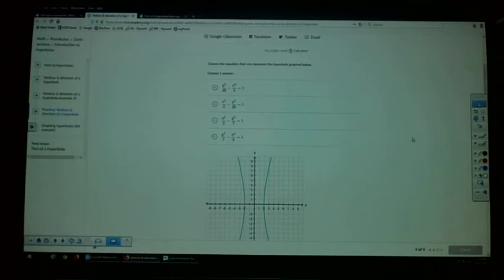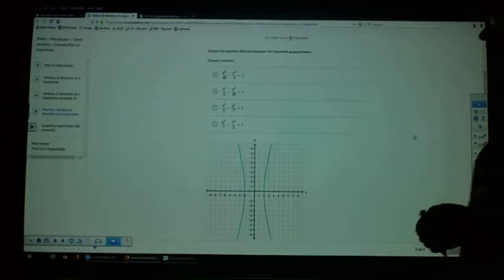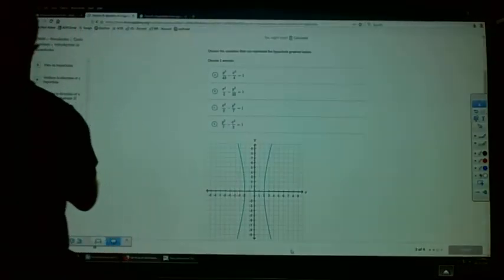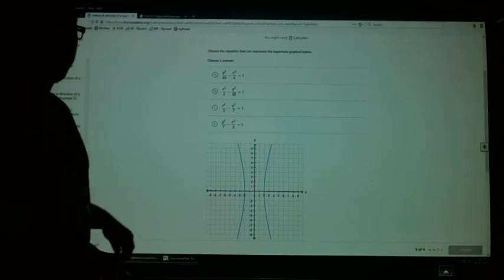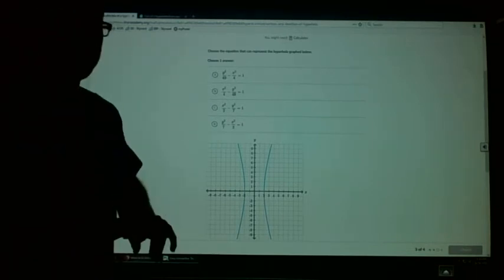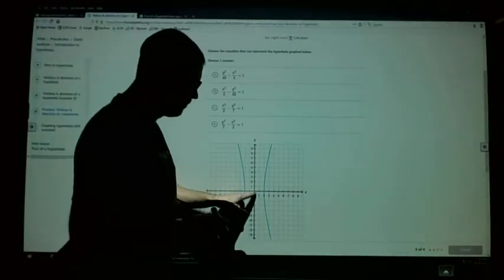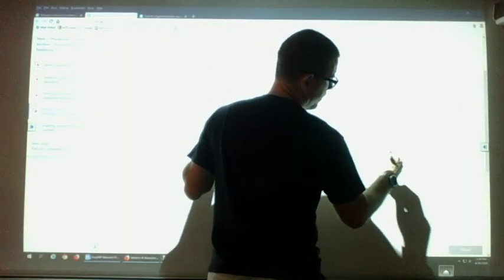Now, going the other way, we have a graph. We want to figure out the equation that matches it. So I look, where's the center? Just like all of my conic sections, I gotta find that center first. So HK, and center right here, origin is at 0, 0. So I'm gonna write that down, center is at 0, 0.